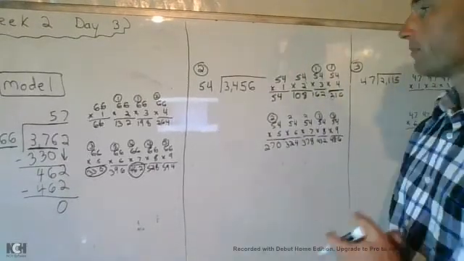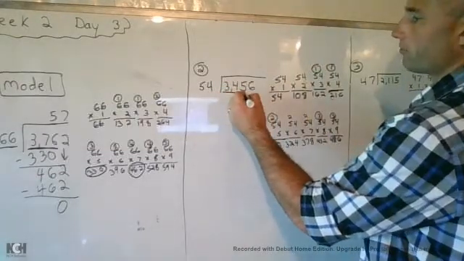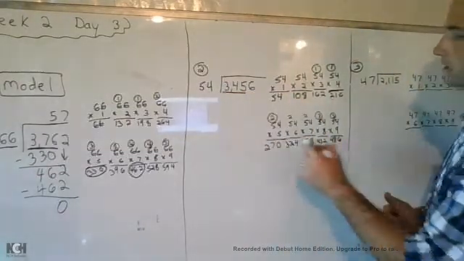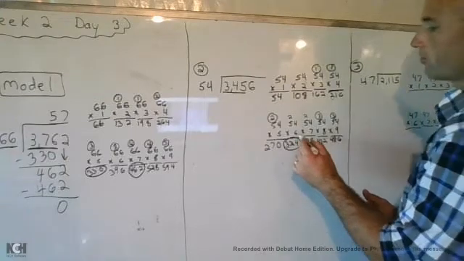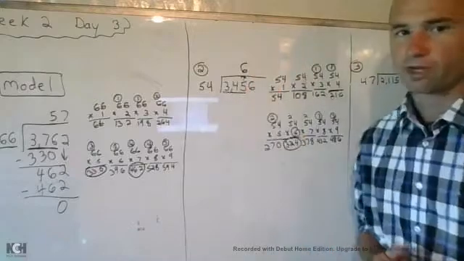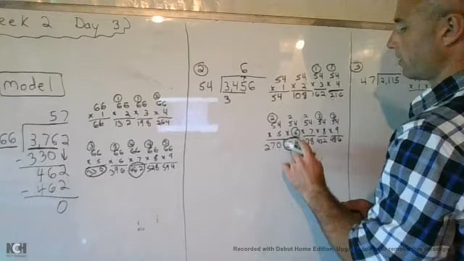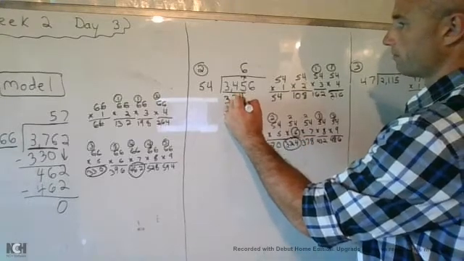Okay, we're back. So, 54 goes into 345. How many times? The closest I can get is 324, which means it goes in 6 times. 6 goes above that 5 of 345. And you do 6 times 54, which gave you 324.